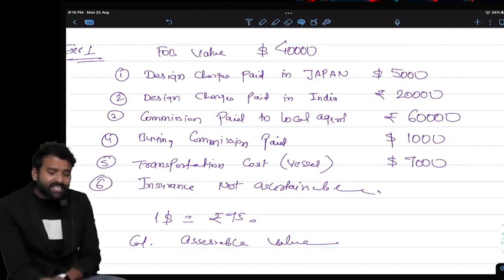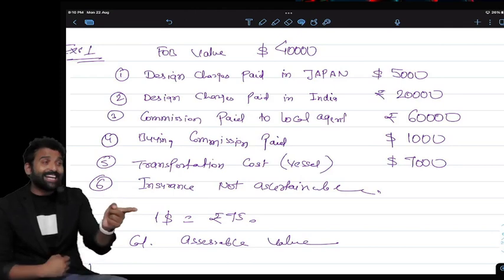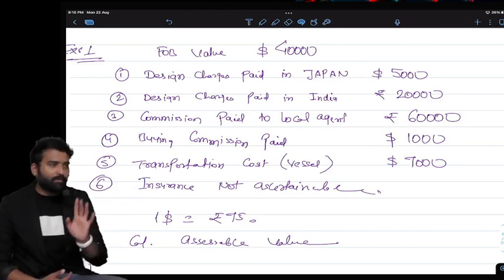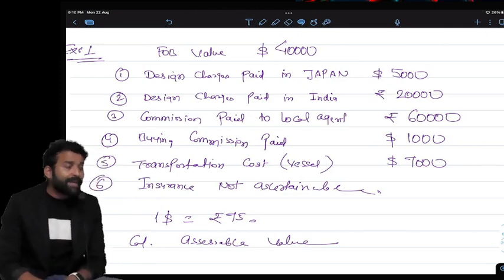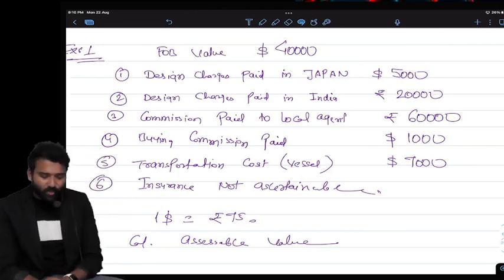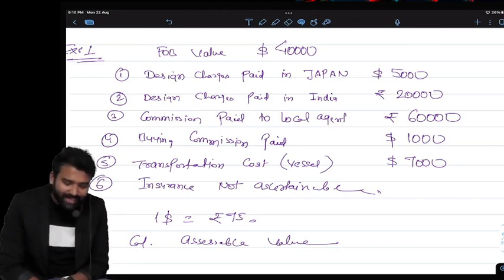Now, designing charges paid in India, should it be added or not? It should be no, because only designing charges outside India should be added. Designing charges paid in India will not be added. Very nice. Now commission paid to the local agent, tell me whether it will be included or not. Yes, it will be included. Buying commission will not be included.